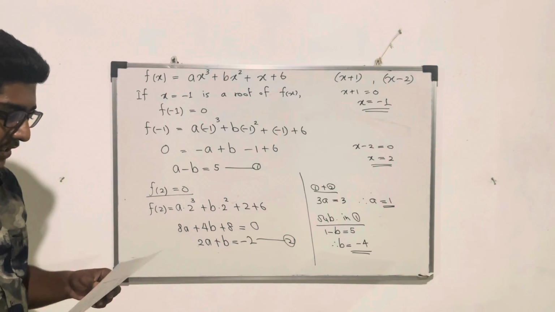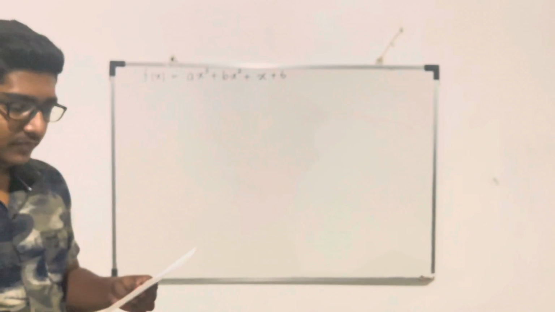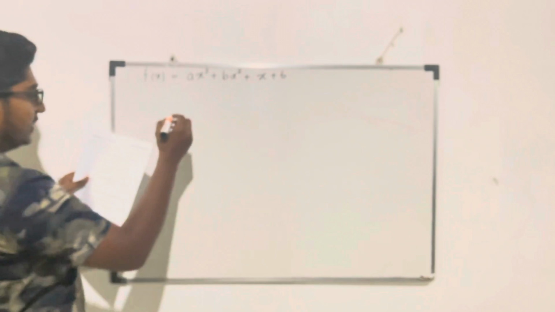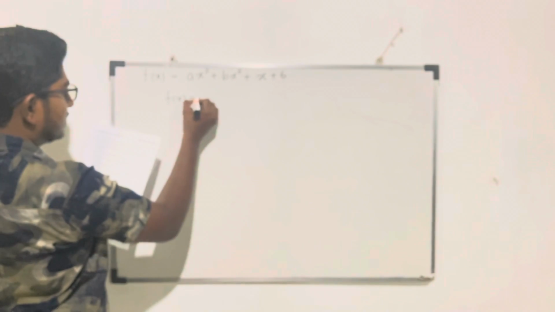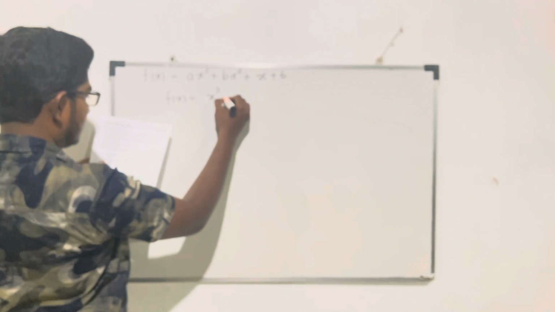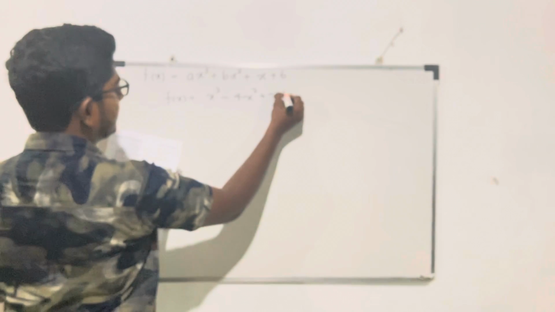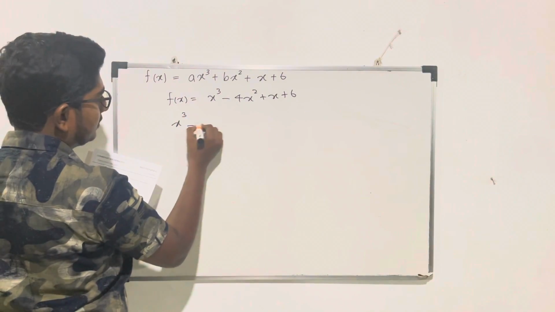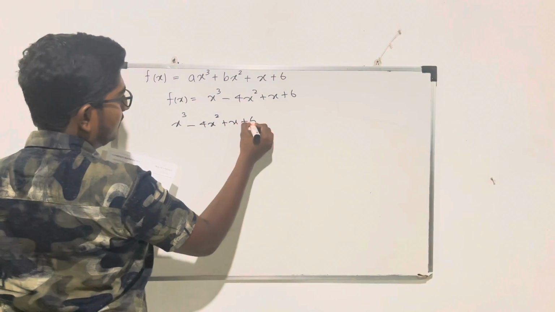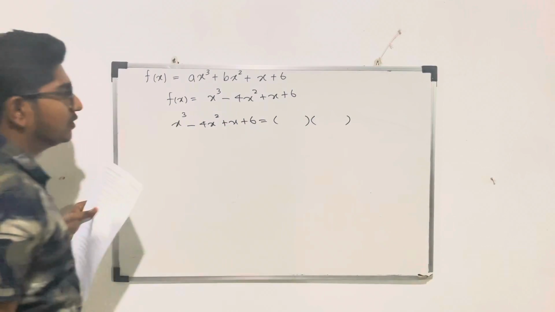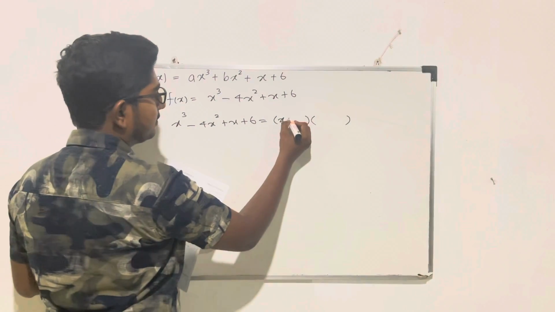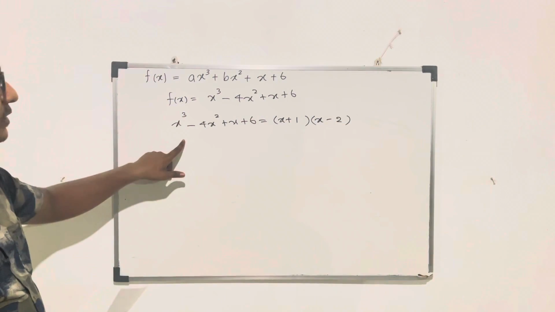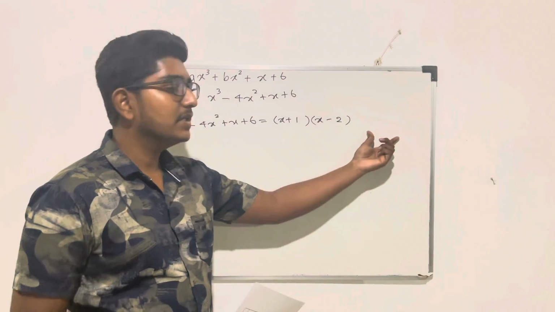Then we have to obtain the other factors of f of x. If you want to obtain the factors of f of x, then we should know a and b. We have already shown them. So our new f of x is x cube plus minus 4x square plus x plus 6, with the values of a and b. We were given two factors of this cubic expression. They were x plus 1 and x minus 2. Here the index of this polynomial is 3. That means we must have 3 factors.